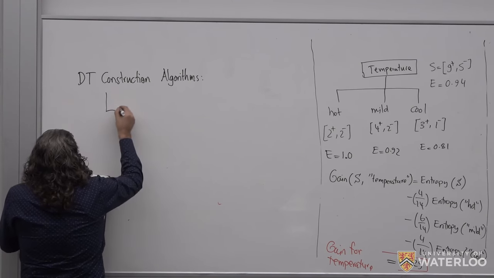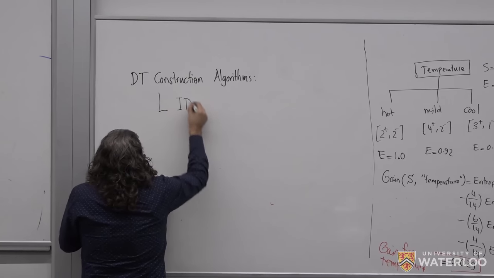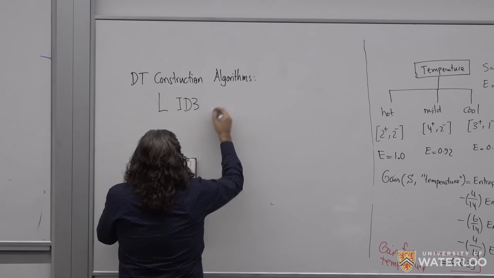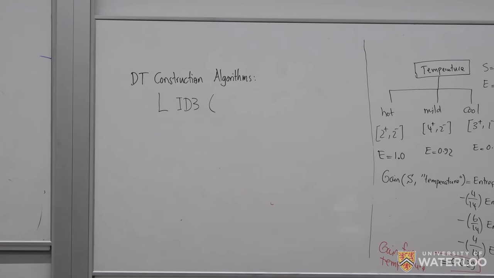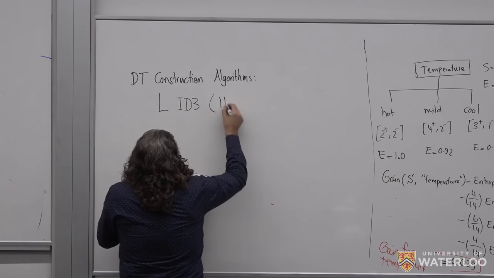And there is another one, which is C4.5 and C5. So these are just the names that people have come up with for those algorithms. So you don't need to implement it. You just need to use it.